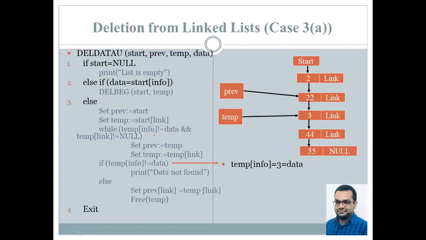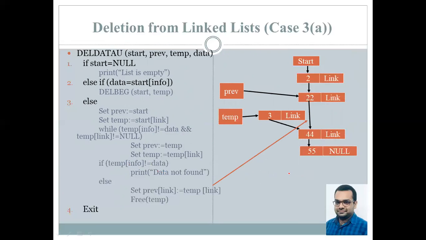So now we come out of the while loop and we check if temp's info is not equal to the data. Now please be cautious of this condition. This is not equal to the data. But in fact, temp's info is equal to the data. So therefore, the control jumps to the else part and sets the value of previous link equal to the temp's link. Now previous link points to the second node in the linked list.